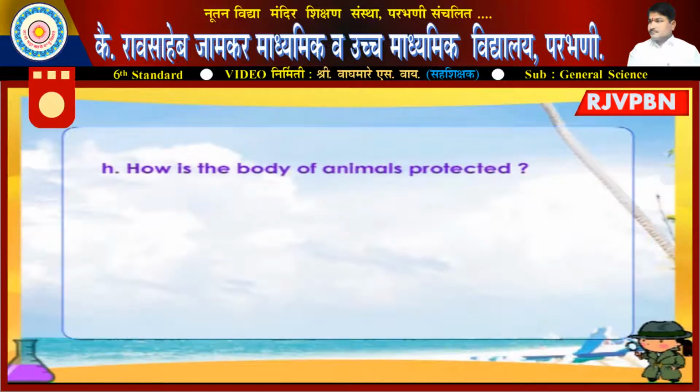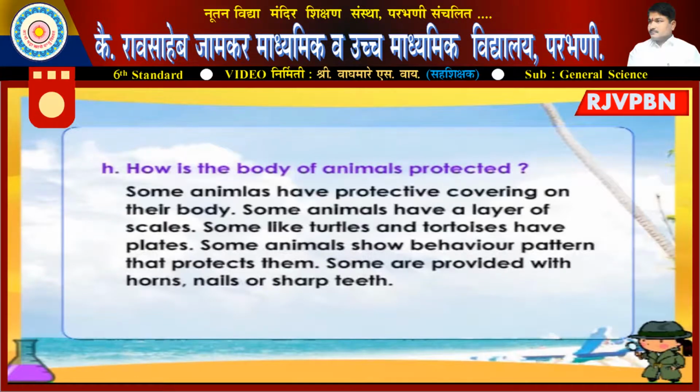How is the body of animals protected? Some animals have protective covering on their body. Some animals have a layer of scales. Some, like turtles and tortoises, have plates. Some animals show behavior patterns that protect them. Some are provided with horns, nails, or sharp teeth.